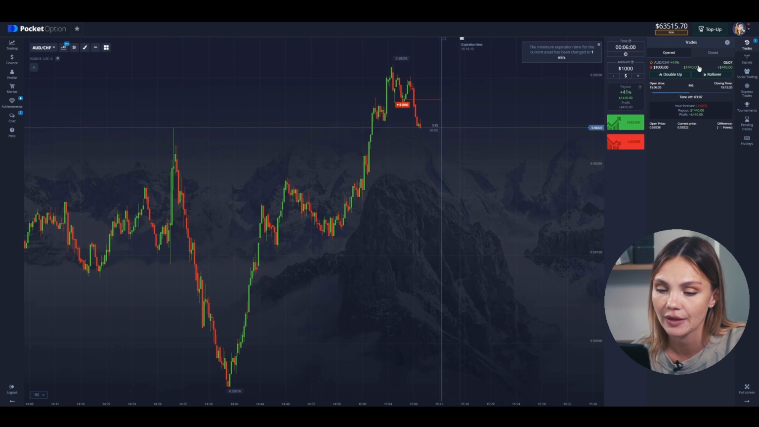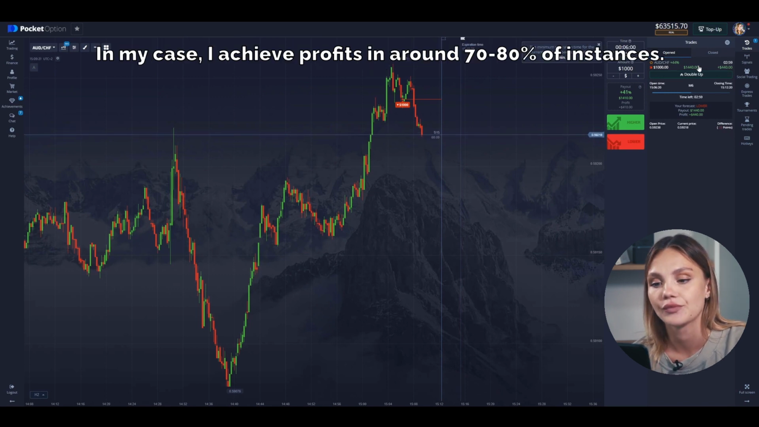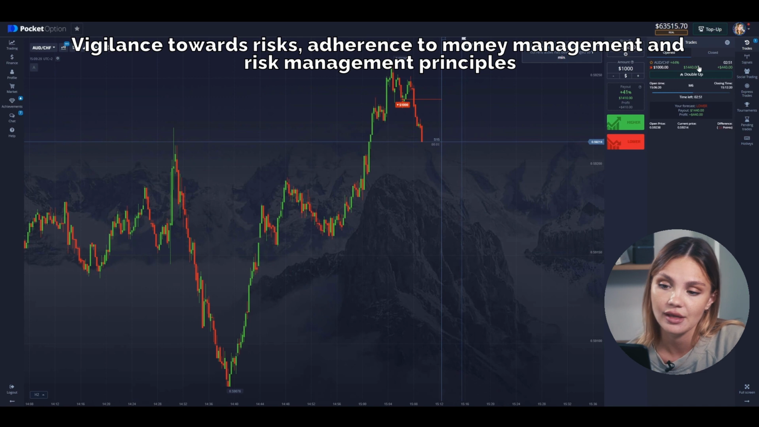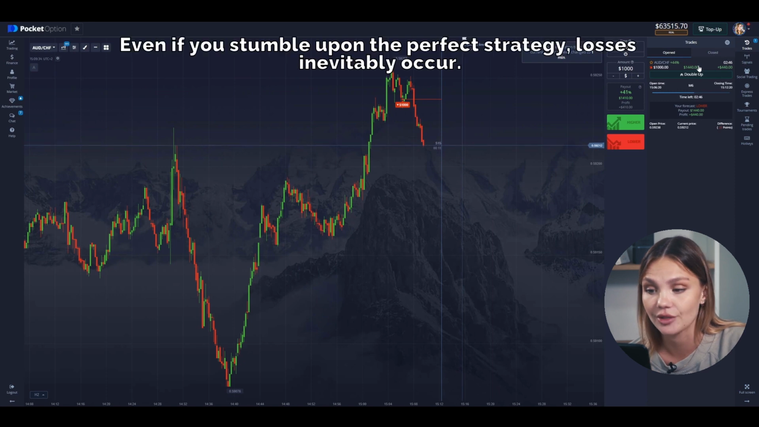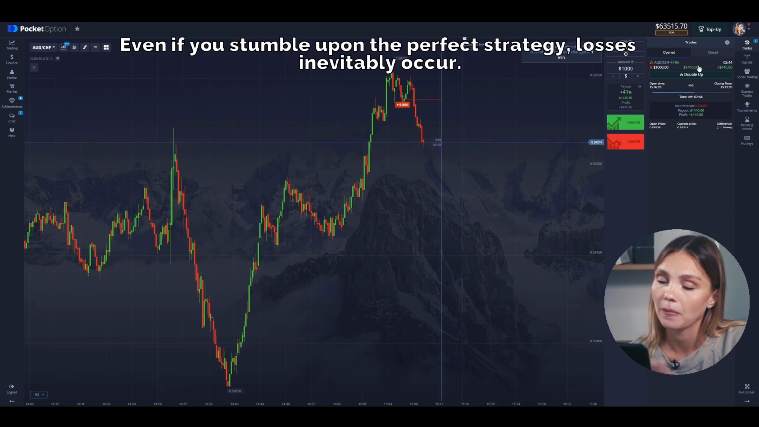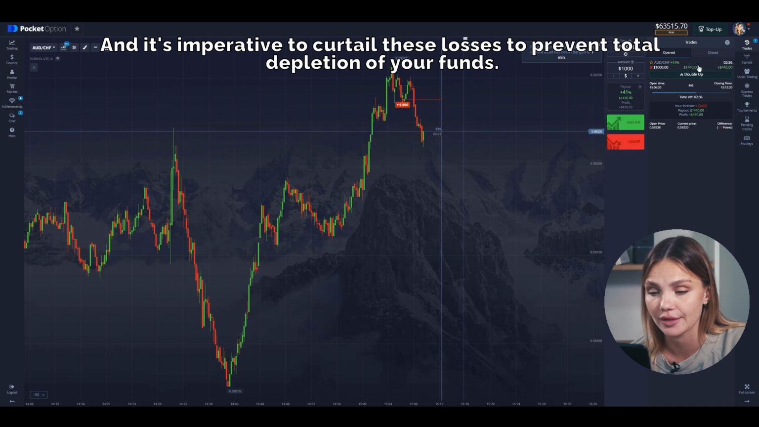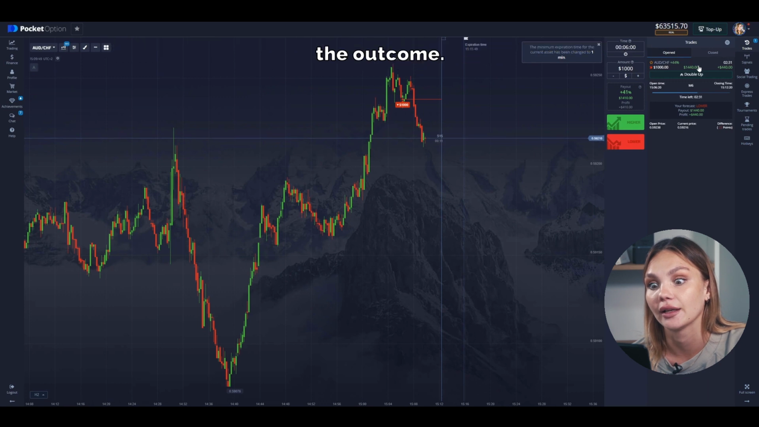entry point choices. It's crucial to grasp that no strategy guarantees 100% profitable trades. In my case, I achieve profits in around 70–80% of instances. Vigilance towards risks, adherence to money management and risk management principles remains paramount. Even if you stumble upon the perfect strategy, losses inevitably occur, and it's imperative to curtail these losses to prevent total depletion of your funds. Just 3 minutes remaining until the trade concludes, so let's hold tight and await the outcome.